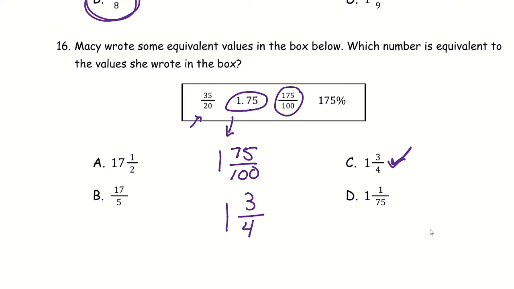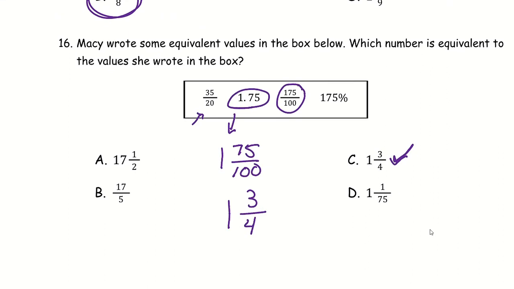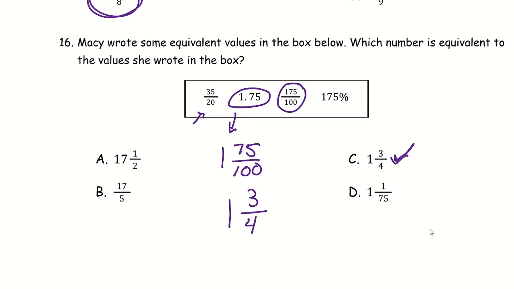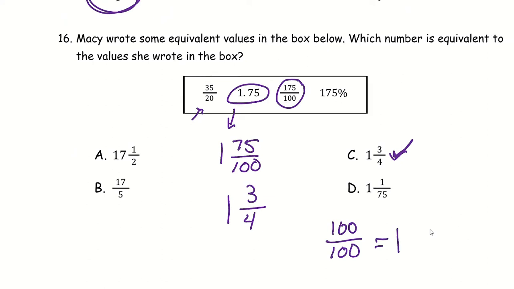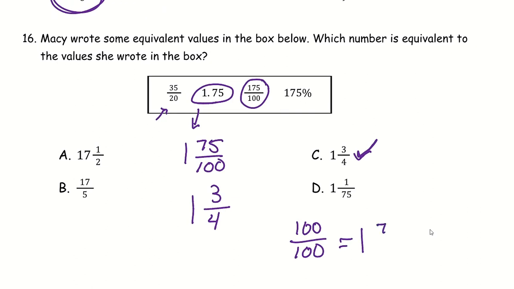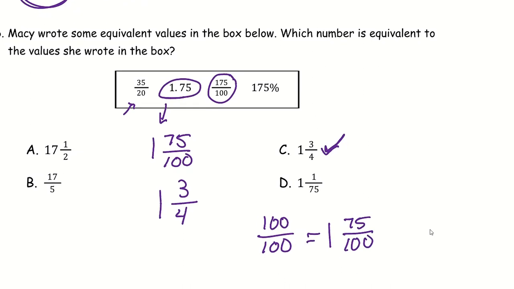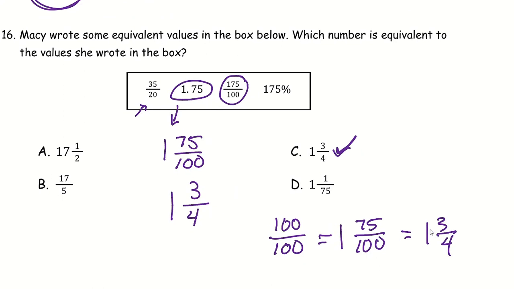So let's look at this one real quick. We have 175 over 100. So real quick, do we have a whole? Yes, we do. So 100 over 100 is just one whole. So we know that's going to be our one. So we're left with 75 over 100. That's the same thing we just had. So that's going to be 1 3/4. So C is looking real good. Put a happy face by it.